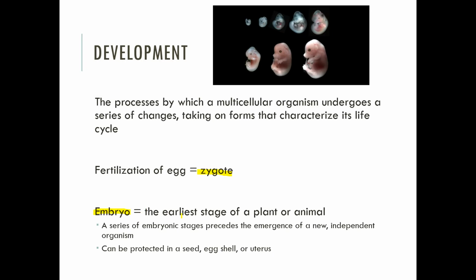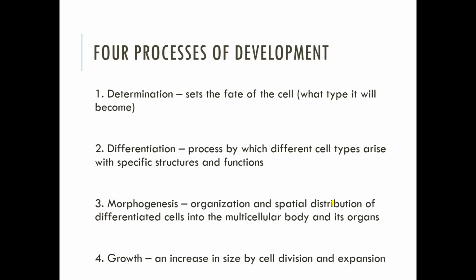And so what we're going to look at are some of these processes that occur in the embryo from zygote on, okay? So there are 4 main processes of development. This is another slide that you need to star. Okay, so number 1 is determination.